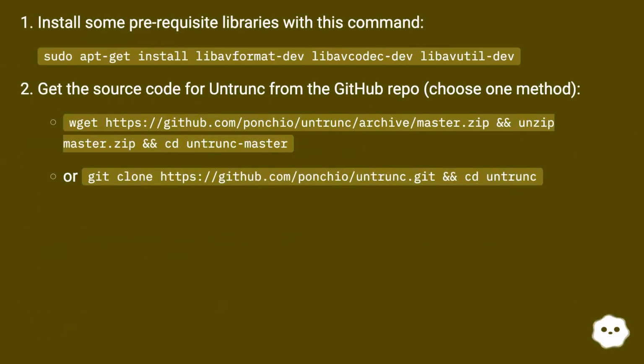Install some prerequisite libraries with this command: sudo apt-get install libavformat-dev libavcodec-dev libavutil-dev. Get the source code for untrunk from the GitHub repo, choose one method: download master.zip and unzip it, then cd untrunk-master, or git clone https://github.com/ponchio/untrunk.git and cd untrunk.